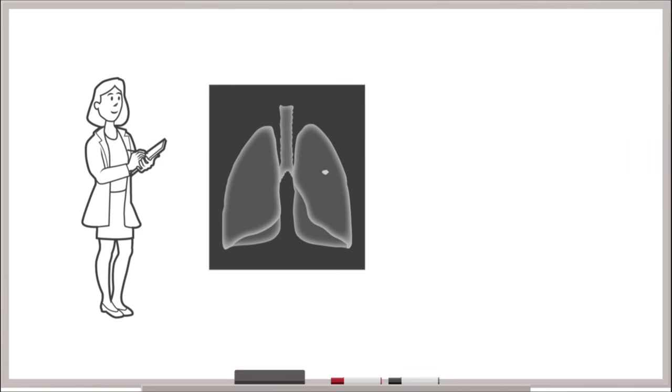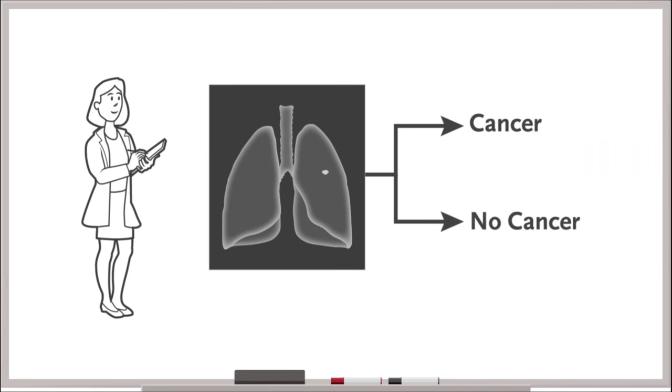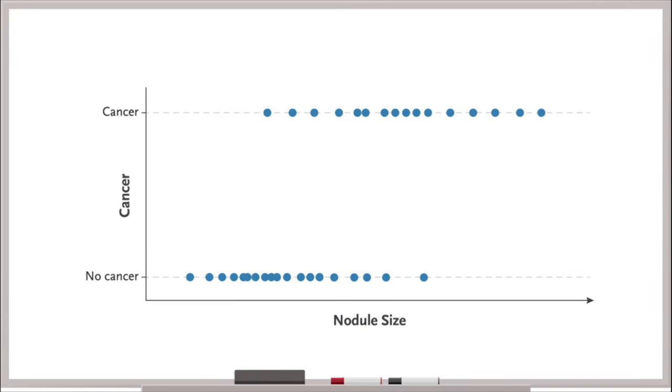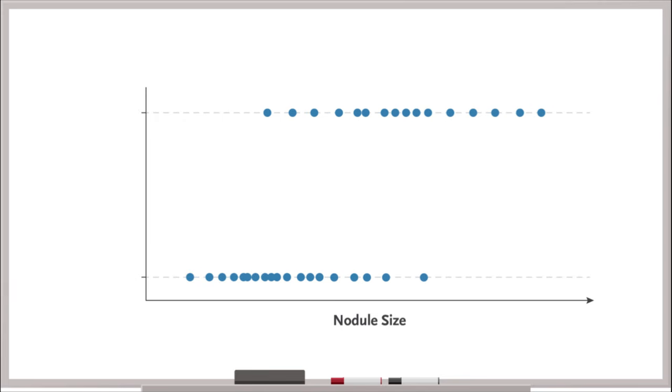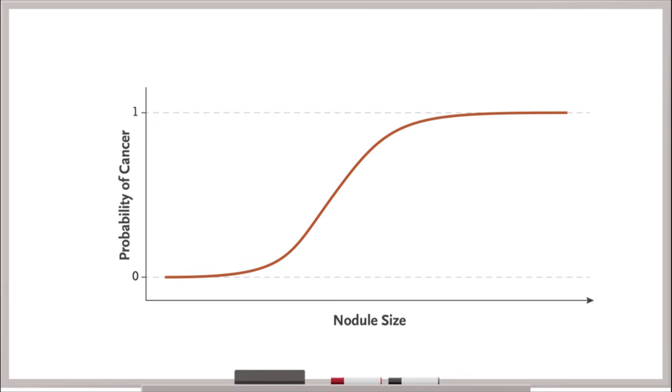Because you only have two possible outcomes, cancer or no cancer, it of course doesn't make sense to draw a line of best fit to model these data, as you would with linear regression. Instead, you use logistic regression to model the probability that a lung nodule of a certain size represents lung cancer.